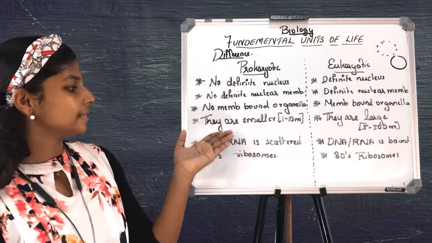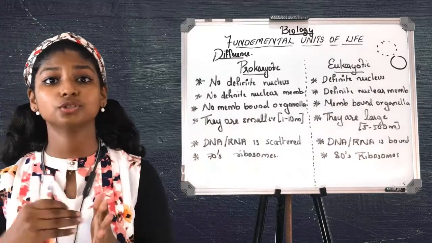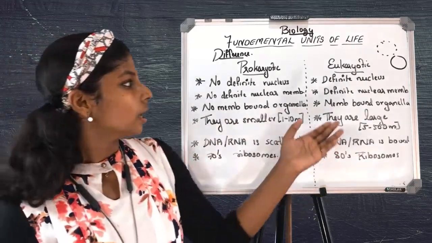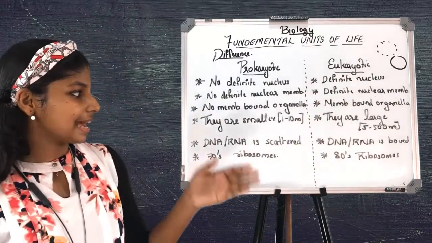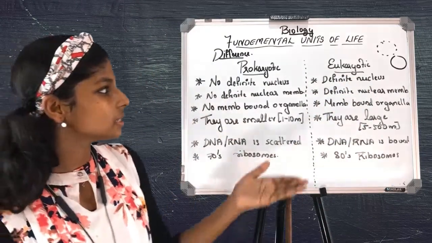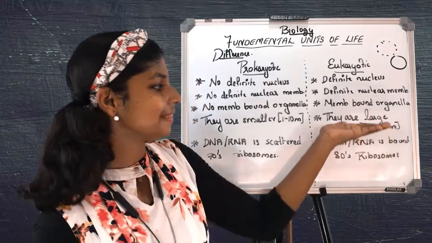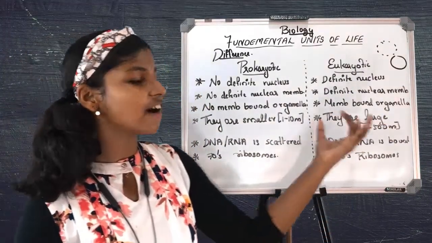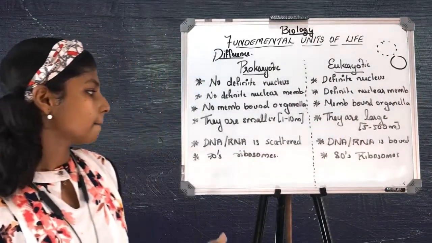Next, the fourth one is size. Prokaryotic cells are smaller, 1 to 10 microns. Comparing with eukaryotic cells, they are smaller. On the other hand, eukaryotic cells are larger, 5 to 500 microns.